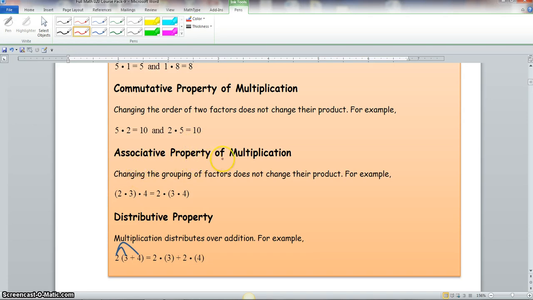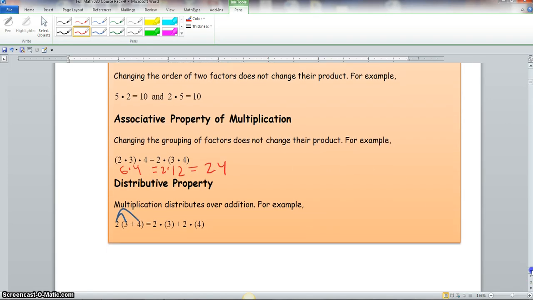Now, the associative property of multiplication. If it's all multiplication, and if you just shift the parentheses, your answer still would be the same. Just like take this here. 2 times 3 is 6, and we know 6 times 4 is 24. Now, we have 2 times 3 times 4, where 3 times 4 is 12. So we have 2 times 12. Both of these numbers equal 24.